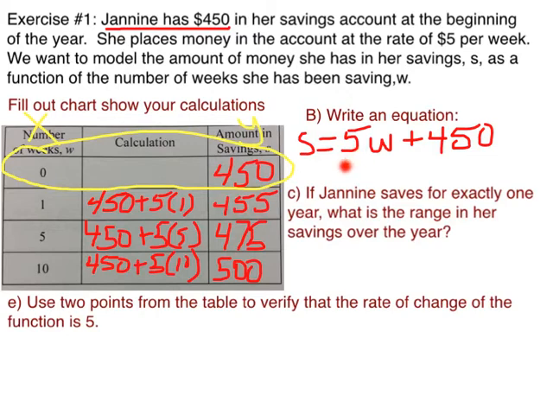My 5 is what it's going up by each week. It's very noticeable. From 0 weeks to 1 week, it went up $5. So that's why it's 5W. If it went up $10, then it would be 10W.